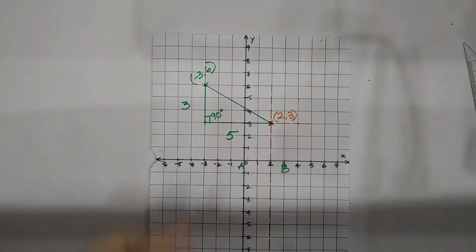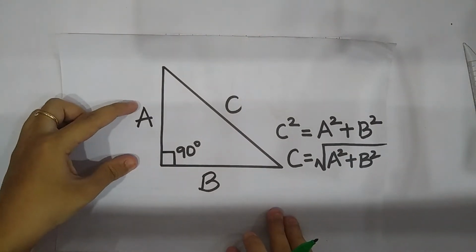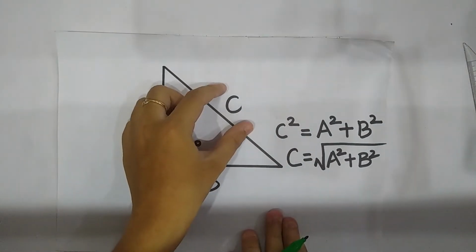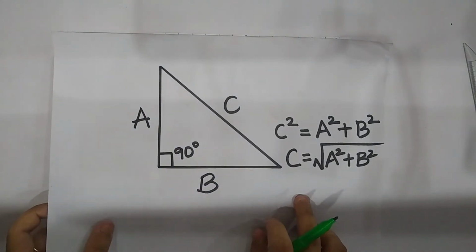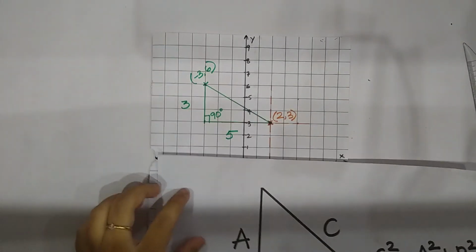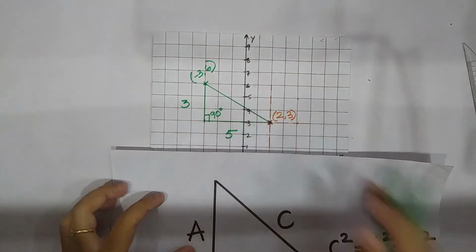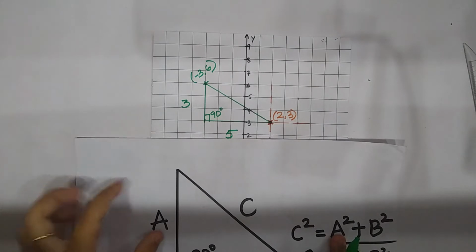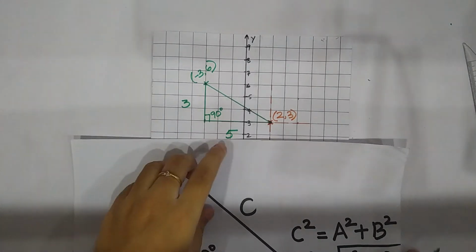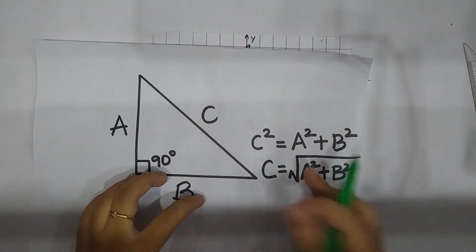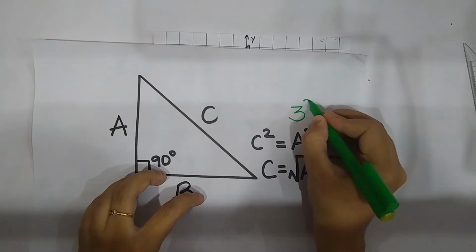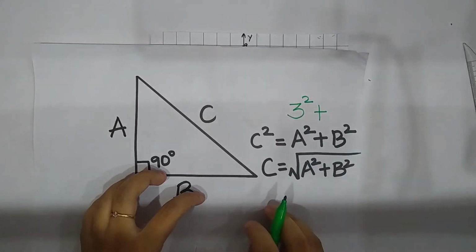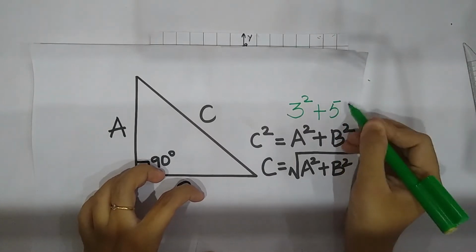Now that we know both the sides, we can also figure out the distance of the hypotenuse. So we learned from the Pythagoras theorem that the square of this side plus the square of this side will give us the hypotenuse square, right? So we can follow this formula to figure out the distance. In this case, your A is 3 and your B is 5. So A is 3, so it will be 3 square plus B. We figured out that B was 5, so B square will be 5 square.